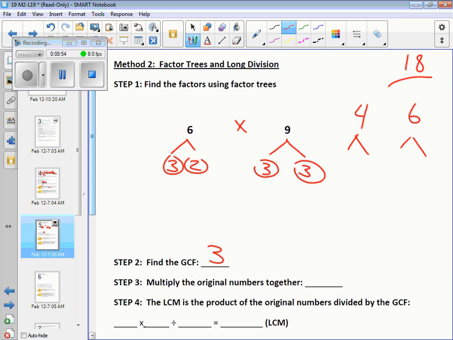Jay asks why this method won't work with three numbers. It does not work for 3 numbers. We have to use methods 1 and 3. It just doesn't.